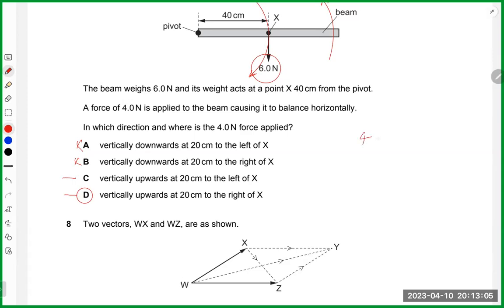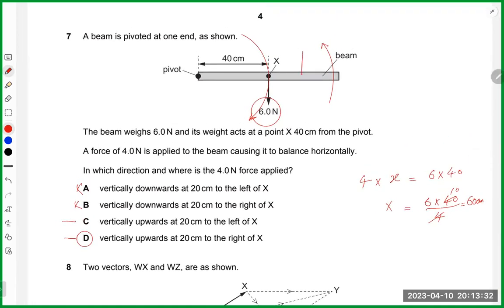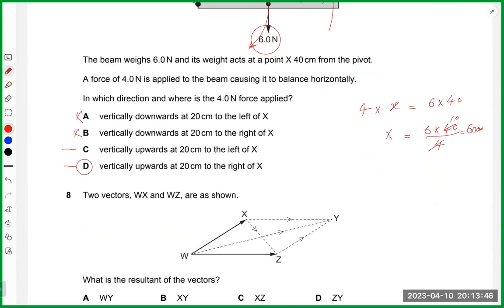4 multiplied by x equals 6 multiplied by 40. So x equals 6 into 40 divided by 4, that is 60 centimeter. This means that this force must be 60 centimeter away from the pivot. So obviously here, a 4 Newton force acting 60 centimeter from the pivot will produce the same amount of turning effect in the opposite direction. That's why the answer has to be D.